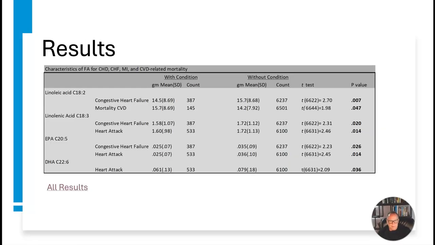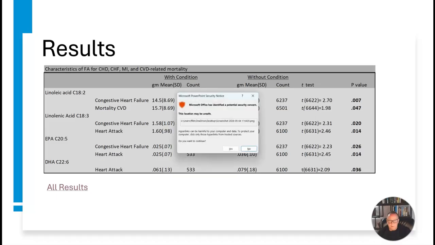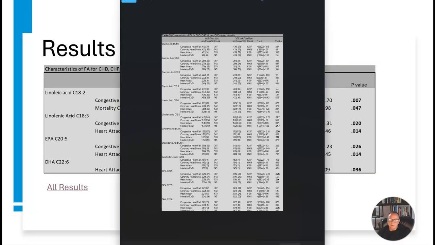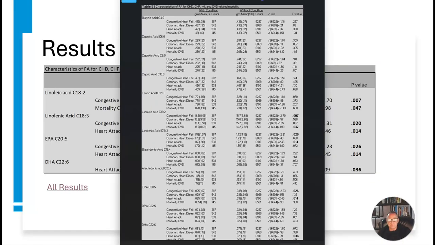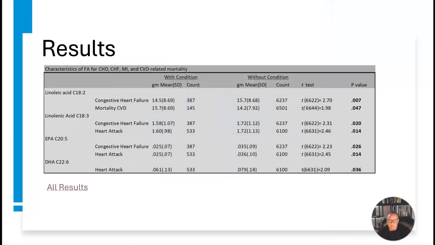So here are the results from all of the t-tests that we performed. I'm going to show you the total results. It's a little hard to see since it's so much of it, but we took each of the fatty acids we talked about before, and we did a t-test against the 4 markers for cardiovascular disease, which were congestive heart failure, coronary heart disease, heart attack, and mortality from cardiovascular disease. And we measured if there was an association. And we did that for all these fatty acids. I'll close this out and we'll look at just the results which showed significance.